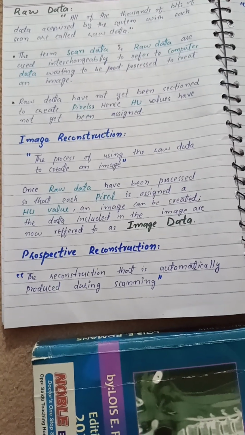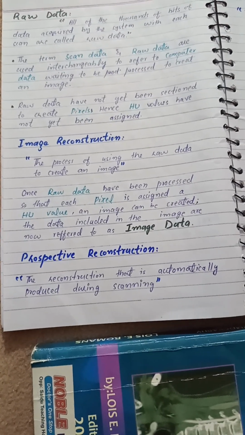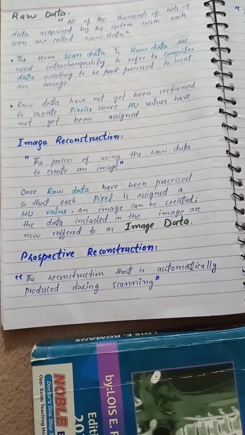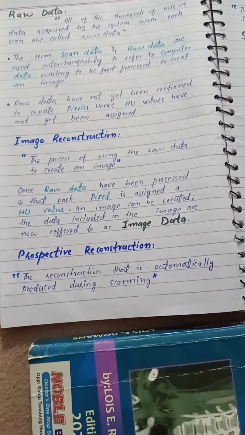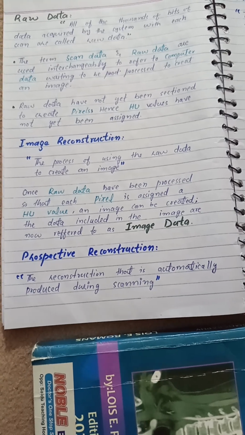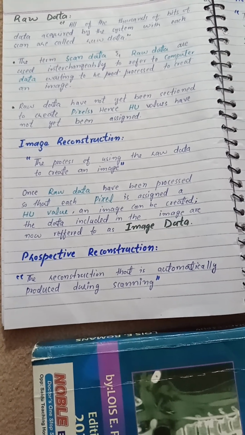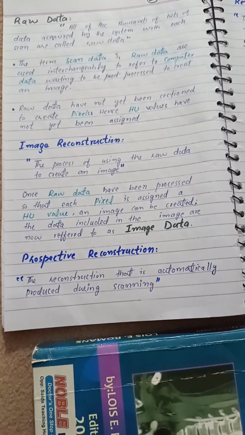Image reconstruction. The process of using the raw data to create an image. Once raw data have been processed so that each pixel is assigned a Hounsfield unit value, an image can be created. The data included in the image are now referred to as image data.